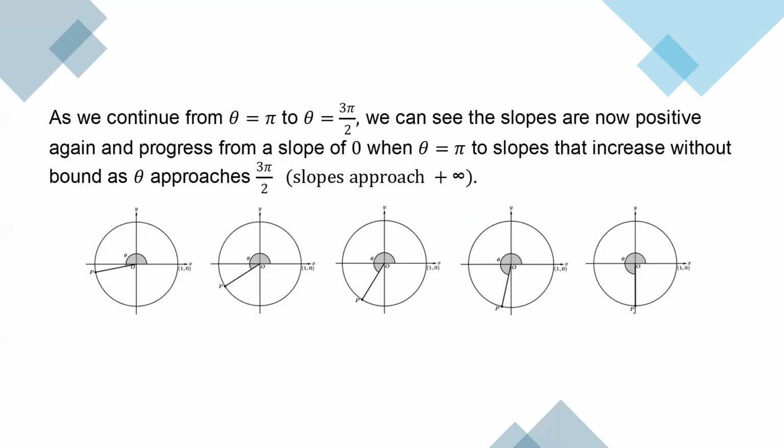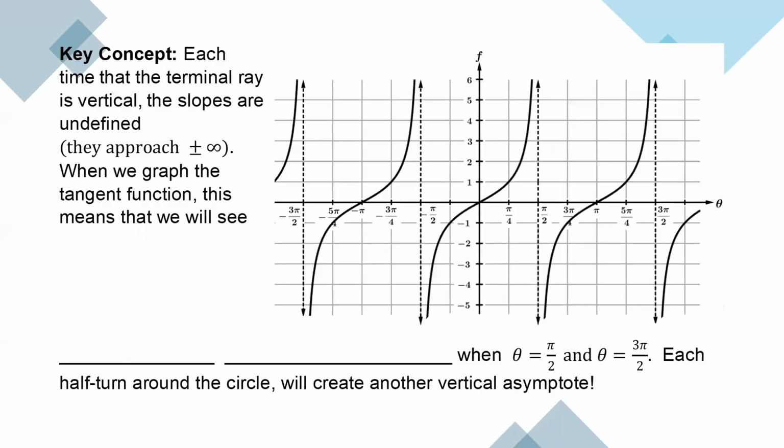And then we hit undefined again. So at 3 pi over 2, we're now undefined. Do we see that? Okay, so that's what ends up happening. So the key concept here is that at all of your odd halves, you're going to have an undefined point.